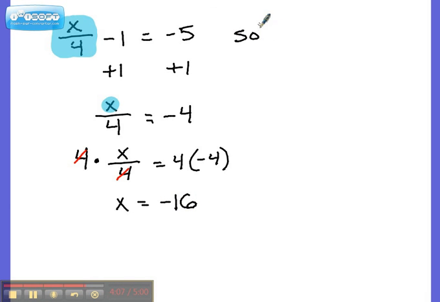Again, the problems will say to solve. I left that off there at the top. But that's it. That's the basic idea behind solving a two-step equation.